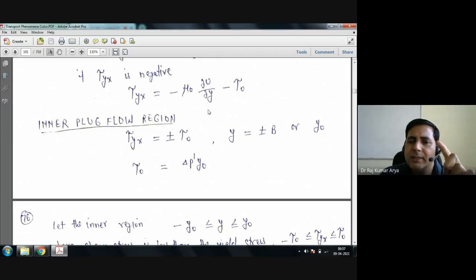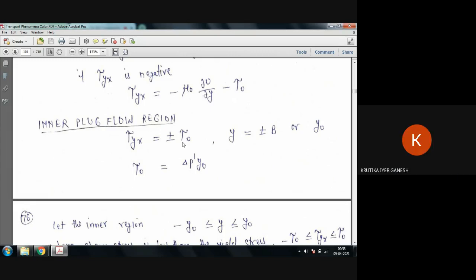That region is called the inner plug flow region because the velocity will not change in that particular part, because both terms become constant. So in that region, you consider, let's say, tau_yx to be almost equal to this tau naught. Is that fine?